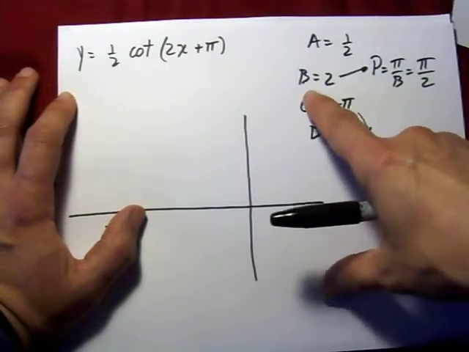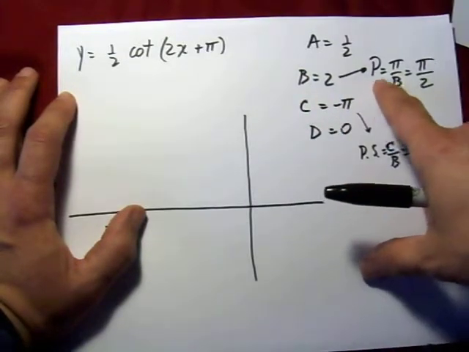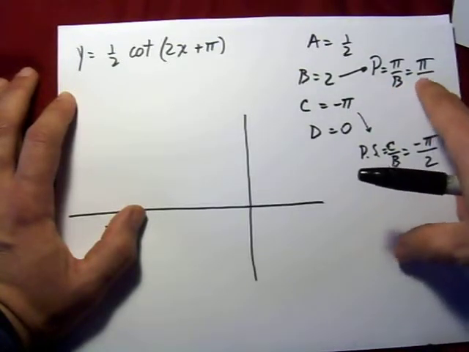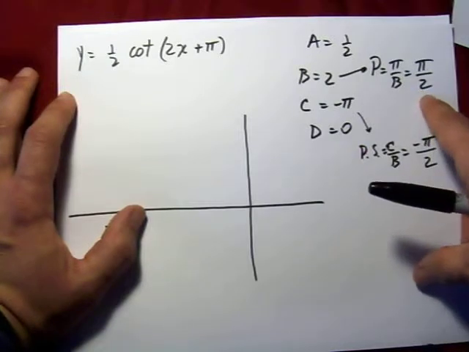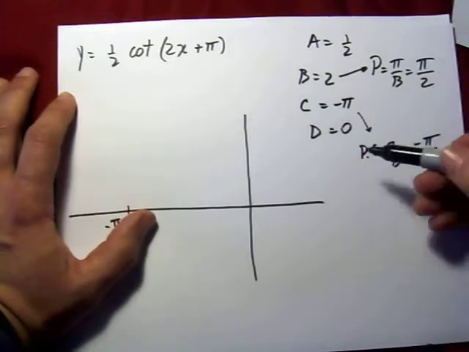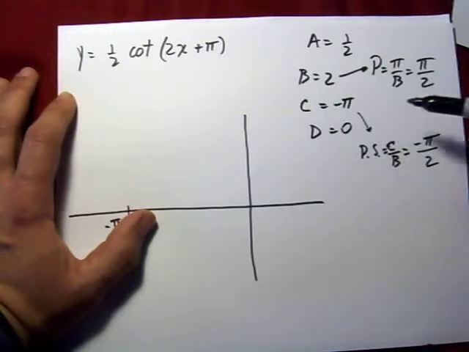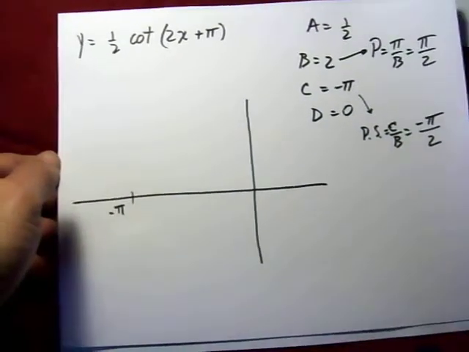So what does b affect? B affects the period, which is defined to be pi over b. In this particular case, our period will be pi over 2. The phase shift is defined as c over b. In our case, c is negative pi, therefore the phase shift is negative pi over 2. So let's actually put this on paper.